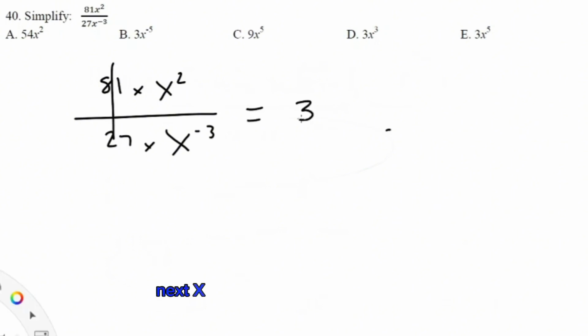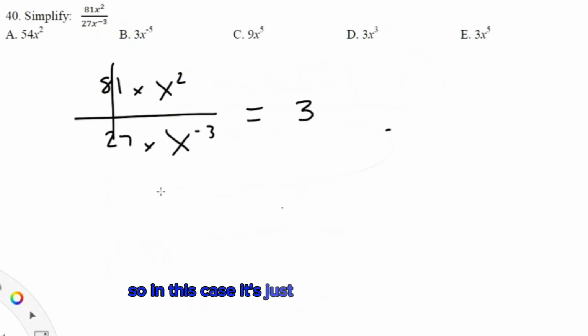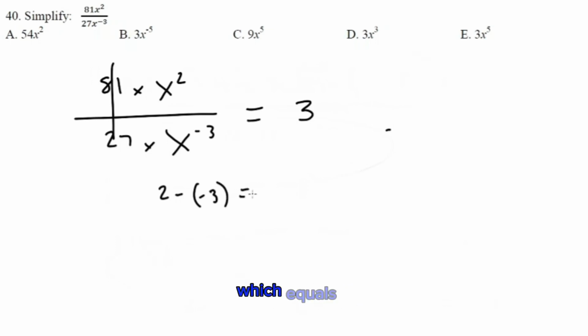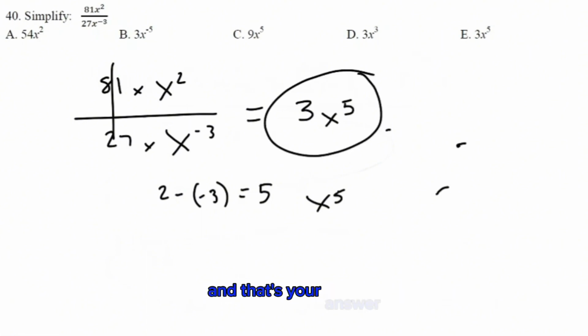Next, x squared over x to the power of -3. When doing division with two variables with powers, all you have to do is subtract the bottom power from the top power. In this case, it's 2 minus negative 3, which is 2 plus 3, which equals 5. So now we do x to the power of 5. And we have this 3 as well, so we get 3x to the power of 5, and that's your answer.